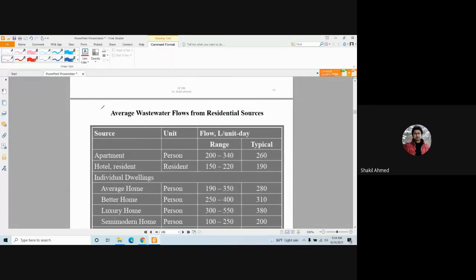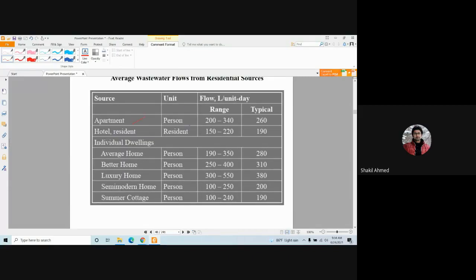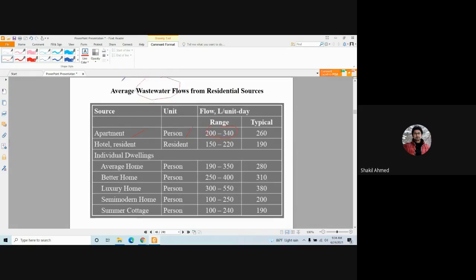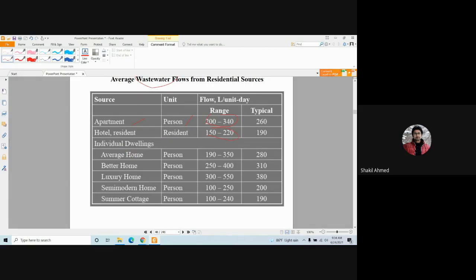Now this table gives you an idea of average wastewater flow from different types of facilities. Per person in a residential apartment generates 200 to 300 liters of sewage or wastewater. In a hotel, this is 150 to 220. In an average home, this is 190 to 350. In a luxury home, of course, there are greater facilities, so wastewater generation will be higher, which is 300 to 550, larger than the average home, 150 to 350. Are you following me? Yes, sir. If you take the average, it will be typical. It is 380. Here, this is 280. Okay.